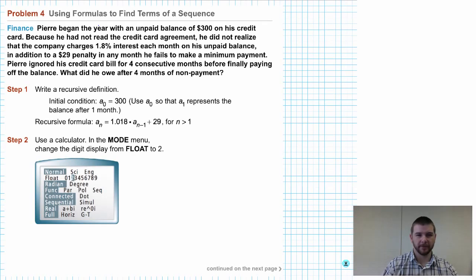Example problem 4, using formulas to find terms of a sequence. This is a finance problem. Pierre began the year with an unpaid balance of $300 on his credit card. Because he had not read the credit card agreement, he did not realize that the company charges 1.8% interest each month on his unpaid balance, in addition to a $29 penalty in any month he fails to make a minimum payment. Pierre ignored his credit card bill for 4 consecutive months before finally paying off the balance. What did he owe after 4 months of non-payment?